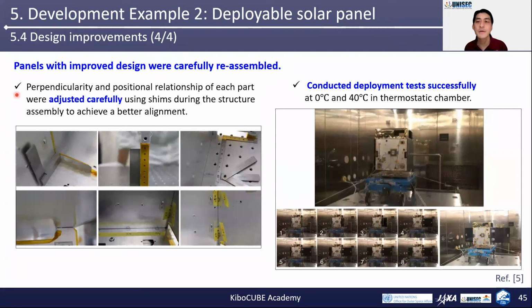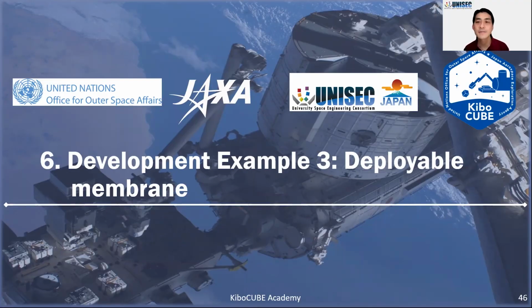The perpendicularity and positional relationships of each part were adjusted carefully using SIMS during assembly to achieve better alignment. Then deployment tests were conducted successfully at 0 degrees and 40 degrees Celsius in a thermostatic chamber. This development leads to the successful flight operation of Hodoyoshi 3 and 4. As the last example, I will talk about the development of a deployable membrane structure.